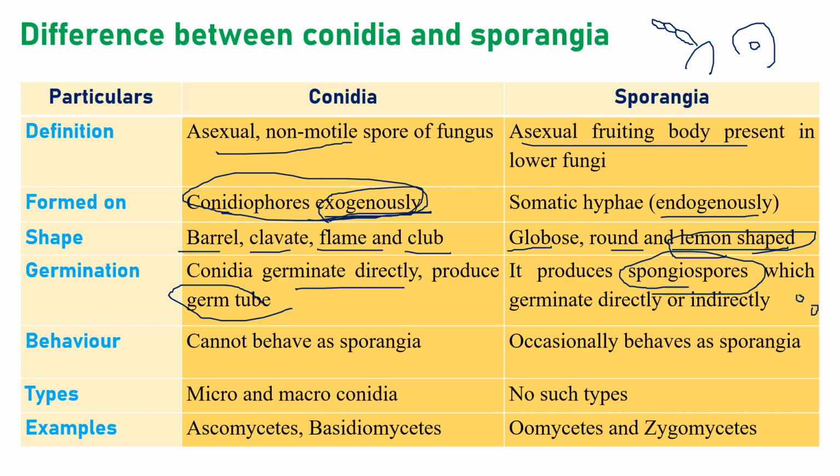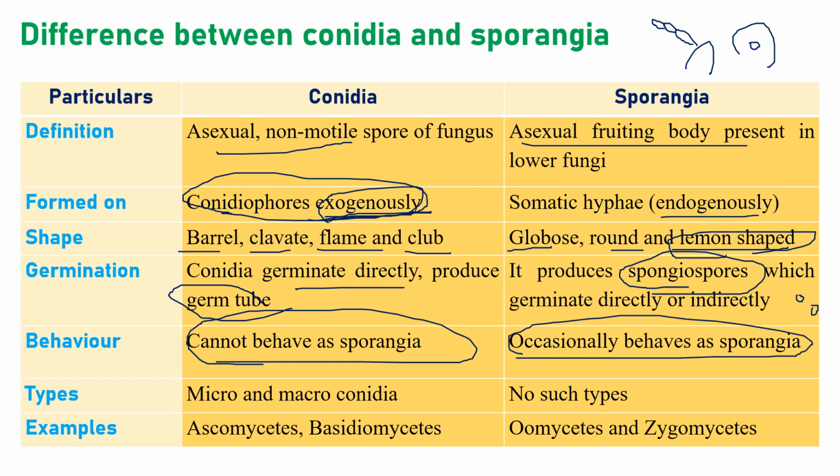And the behavior: conidia cannot behave like a sporangia. When it comes to sporangia, they occasionally behave like a conidia. And types: micro and macro conidia can be observed. For example, you can see Fusarium. Fusarium can produce micro and macro conidia, right? And also chlamydospore. Conidia can behave like both micro and macro conidia. And there are no micro and macro sporangia. Such types cannot be observed in sporangia.